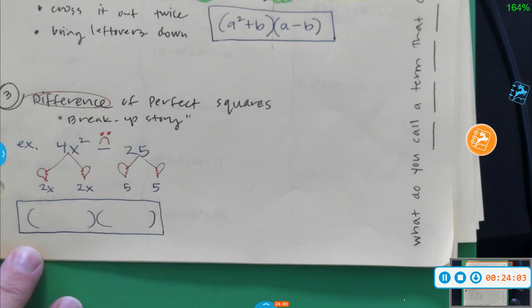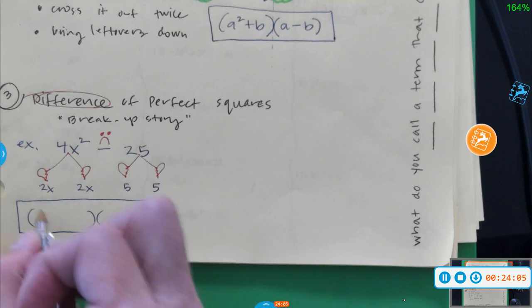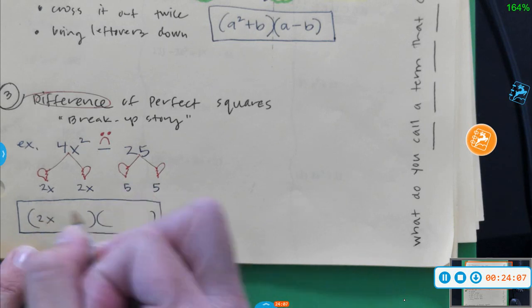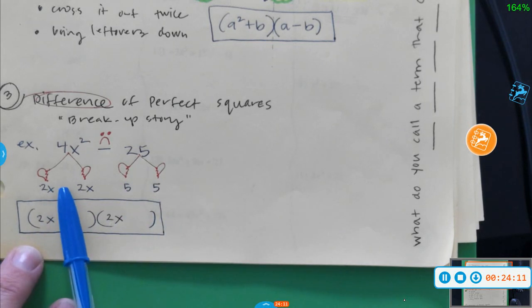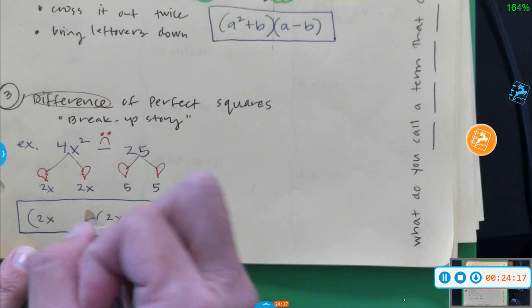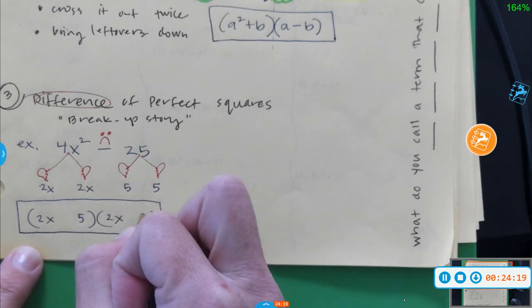Sad or happy. Okay, so put 2x in the front of both parentheses because that's what came first. We have to follow our order. 2x was first, so 2x has to go in the front. 5 was at the back, so 5 has to go at the back.